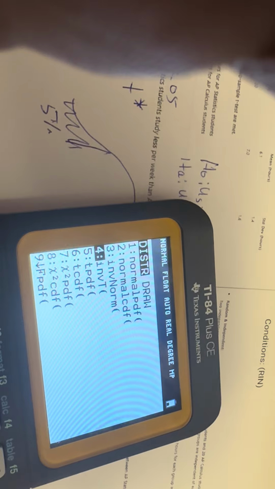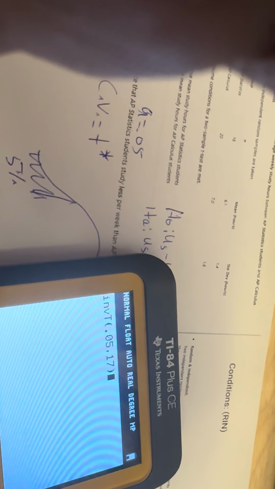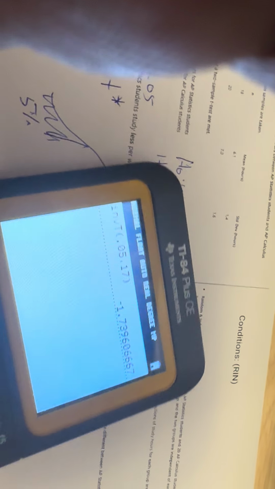And now I'm going to get my T value using inverse T. So second vars, inverse T, and then I get 0.05. How many degrees of freedom do I have? I'm going to say 17. So negative 1.74. So right here I put negative 1.74.